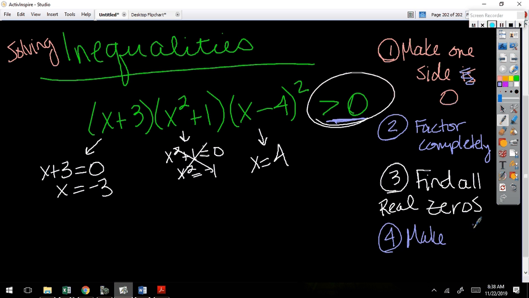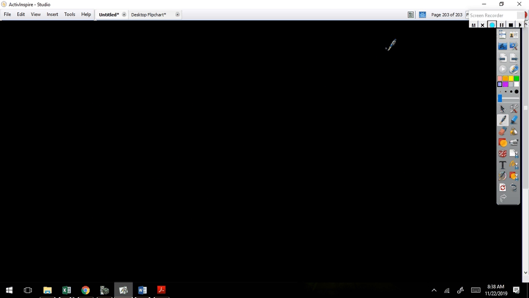Make sign chart. I didn't realize I had scrolled all the way down here in my room. I'll have to go to the next page. All right, here's what I want to do with a sign chart. Let me go to the next page. This stinks. All right, that was step four. Make sign chart.